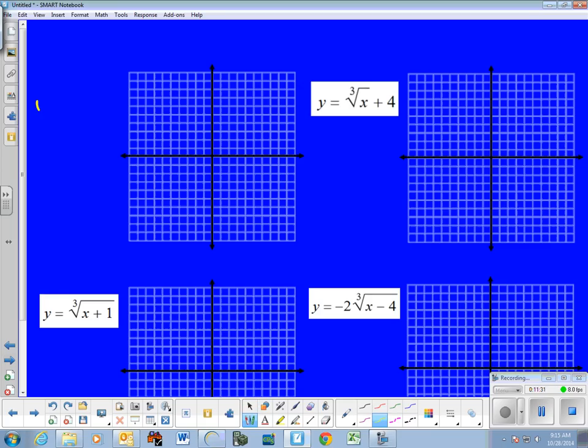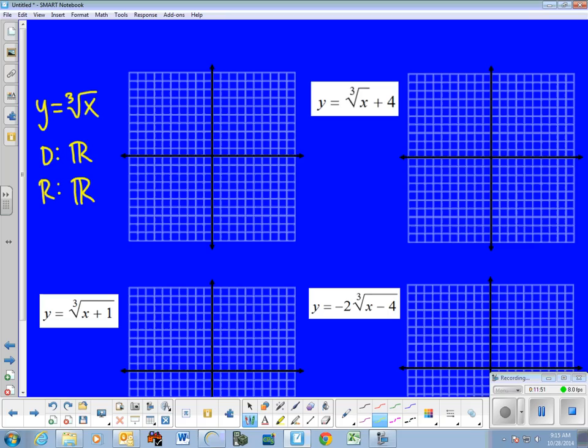Y equals the cube root of x. It's a little different because you can put any x value in. You can cube root anything because cubes can be negative. The range is also all real numbers. That R with the 2 stems, that's all real numbers.